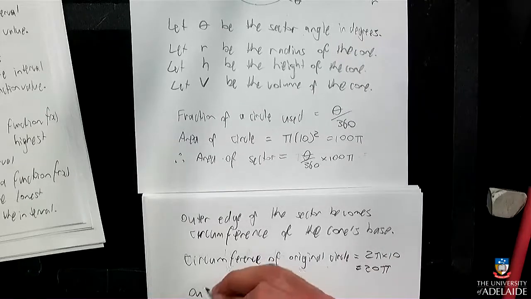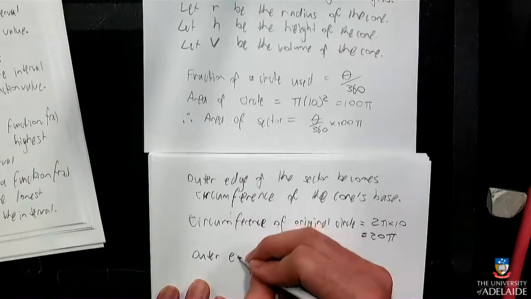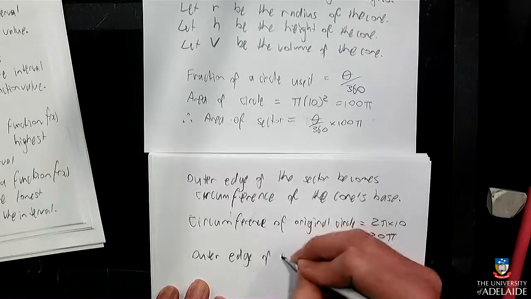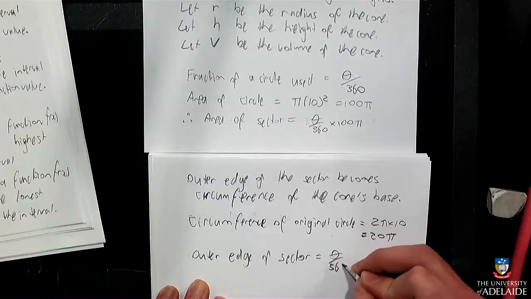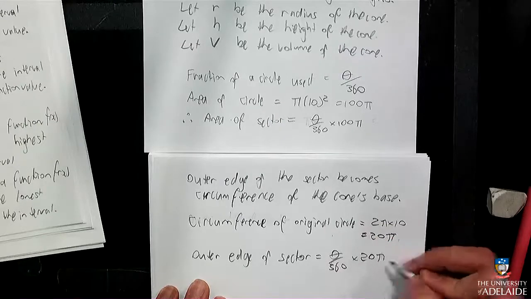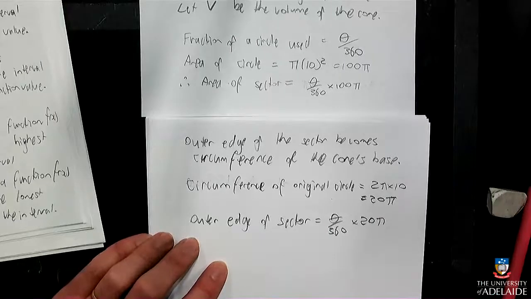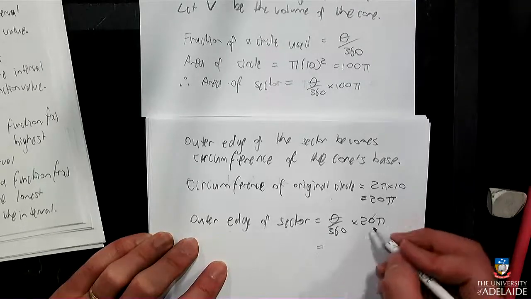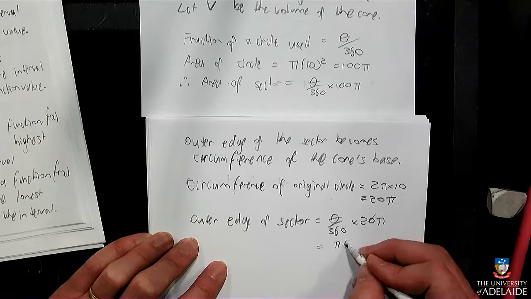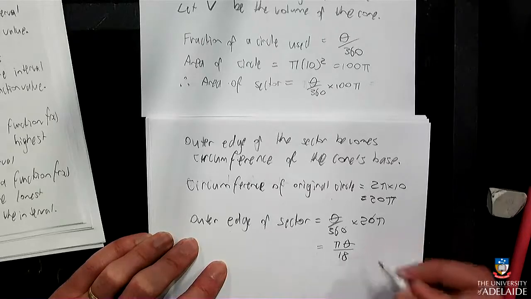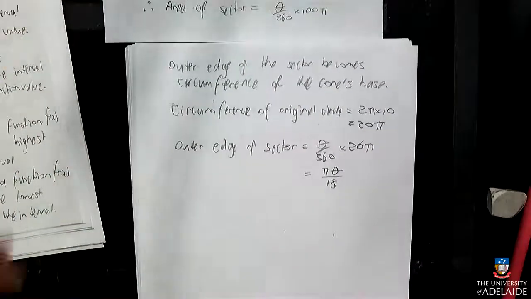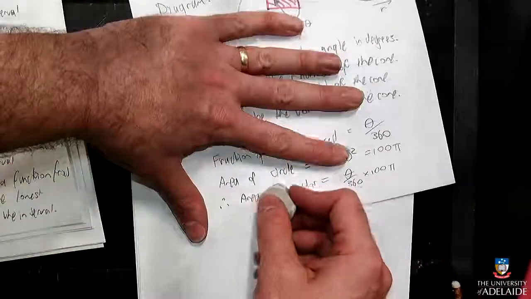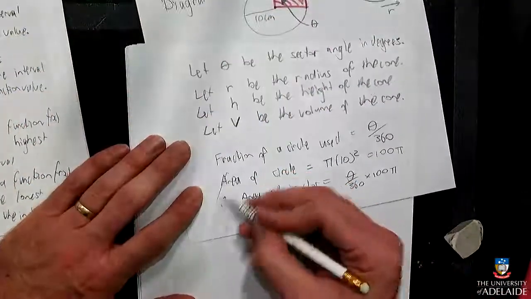And the outer edge of the sector will be this fraction times the 20 pi, which will be pi times theta on 18. Okay. So I didn't need the area of the sector. I should probably remove that from the working because it's probably just going to confuse the person who's reading it.